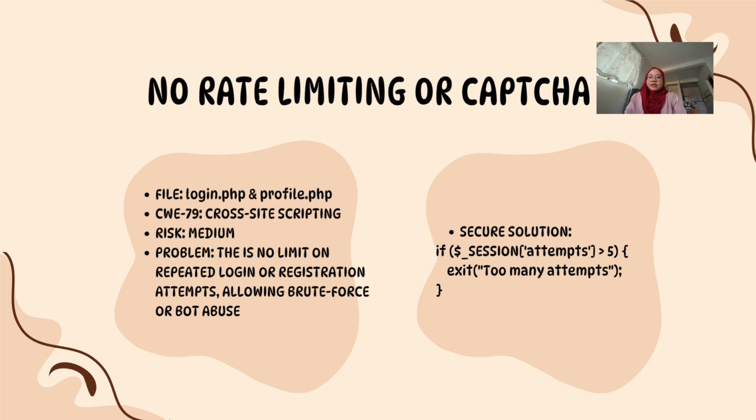There is no mechanism in place to detect or limit repeated false submissions. An attacker can use brute force attacks to guess passwords or abuse the registration system by sending hundreds of fake requests. The solution for this is to track the number of attempts using session or IP-based counters and introduce CAPTCHA challenges after a threshold, for example 3 to 5 failed attempts, to block bots.